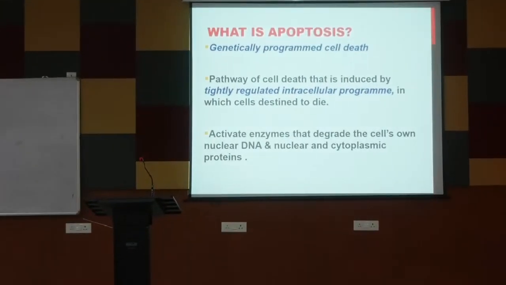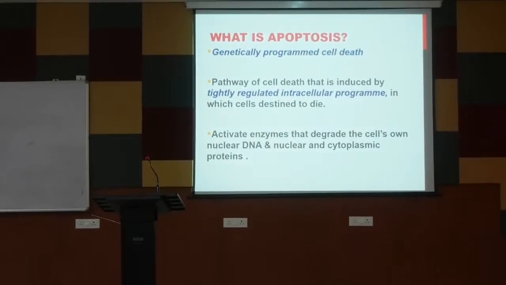This is mostly the physiological type, not the pathological one. But in some instances, apoptosis also occurs as a pathological type. So before going to the different mechanisms and the occasions where apoptosis occurs, we have to know what apoptosis is and its definition.